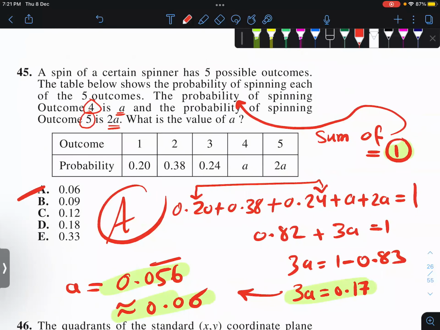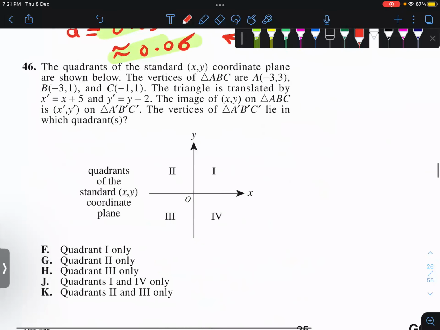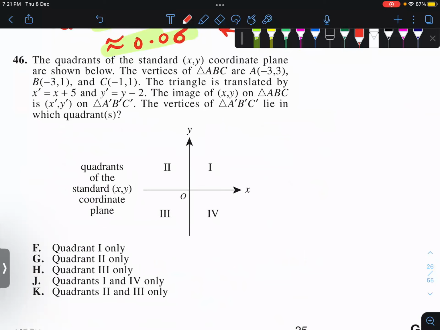Okay. 46. This is the last question you solve, right? The quadrants of the standard xy coordinate plane are shown below. The vertices of triangle ABC are given here. The triangle is translated by x prime equals x plus 5, y prime equals y minus 2, which means 5 units right and 2 units down. The image of triangle ABC is triangle A prime B prime C prime. In which quadrants do the vertices of the triangle lie?